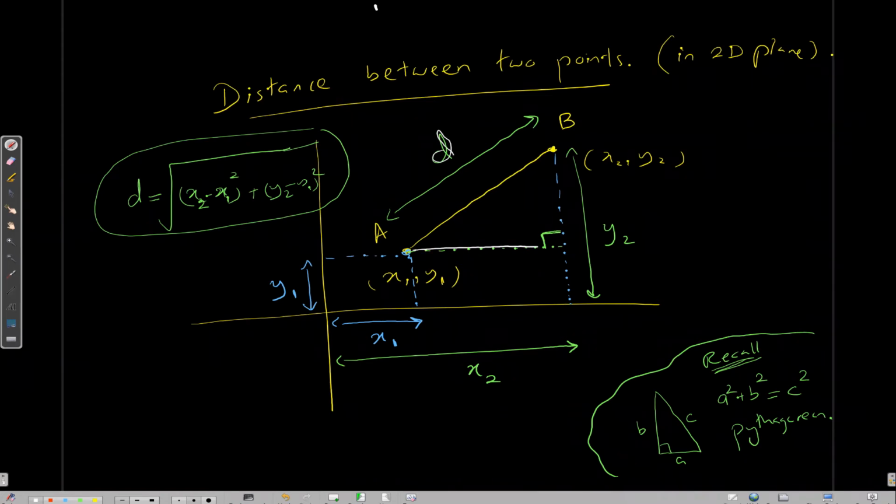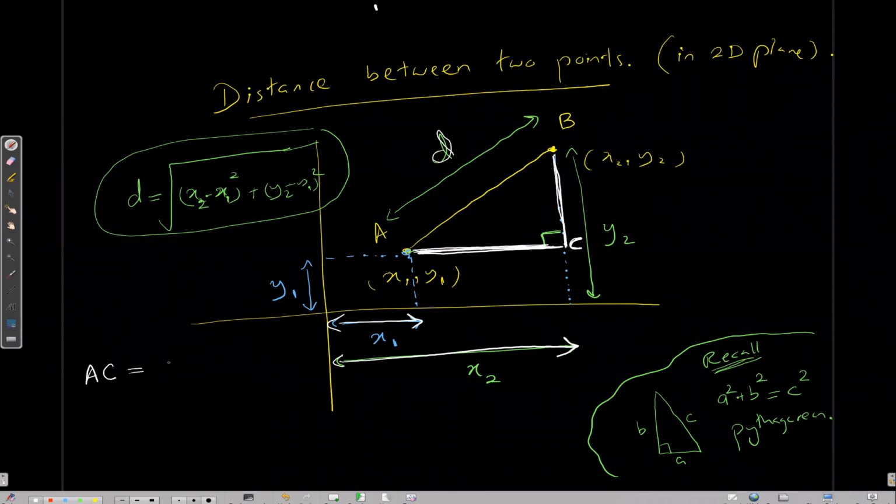Other two lengths are, okay, let me use color white, these two. Now what are the lengths of these two? For example, this one right here. Let me call this C. So what is AC? The length of AC. That's going to be, if you think about it carefully, this length right here is x2 and this length x1. So AC is x2 minus x1, right? And similarly, BC is going to be y2 minus y1, right?